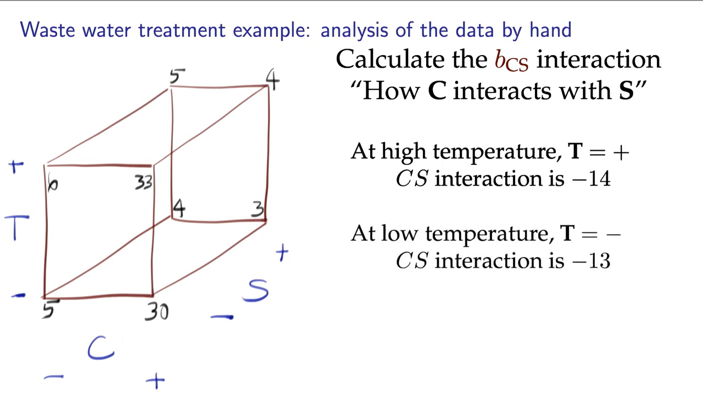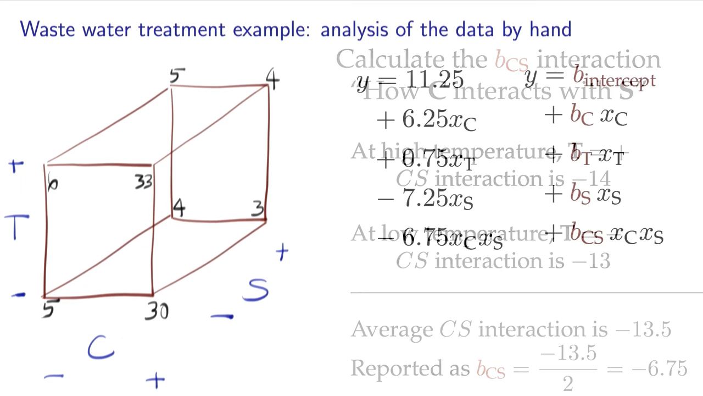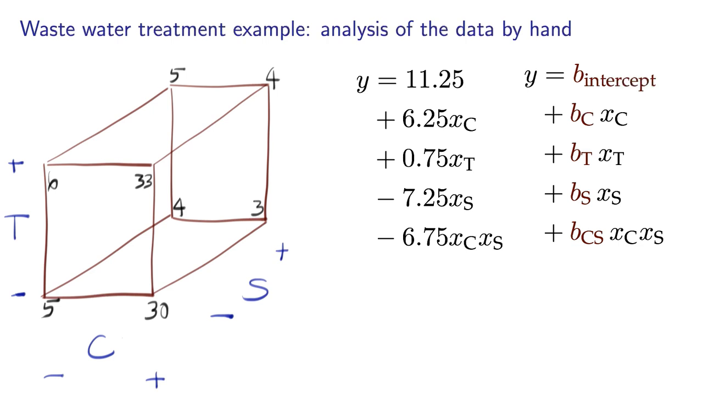The average of those two numbers is minus 13.5, and when we report it, let's put in our model a value of half that amount. So in other words, minus 6.75. That's the value for BCS, minus 6.75.